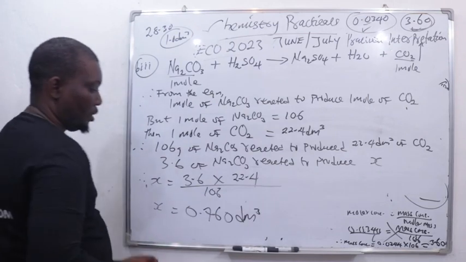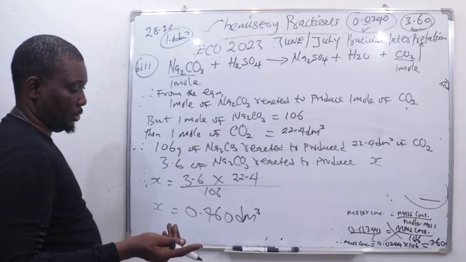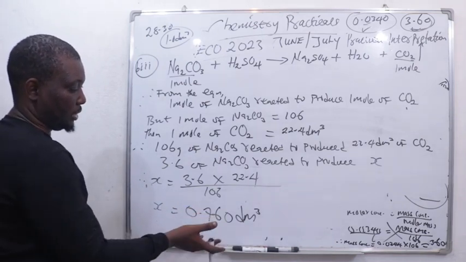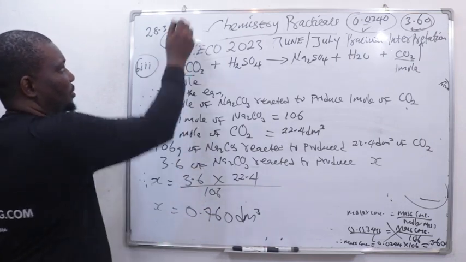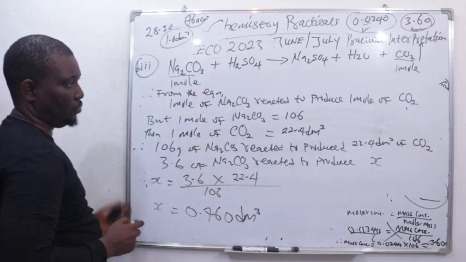0.76 dm³. Now, what if you are asked to find it in cm³? That means you convert it to dm³ by multiplying this by 1,000. I think that will give you this time. What does that give you? 760 cm³ of the gas was liberated.